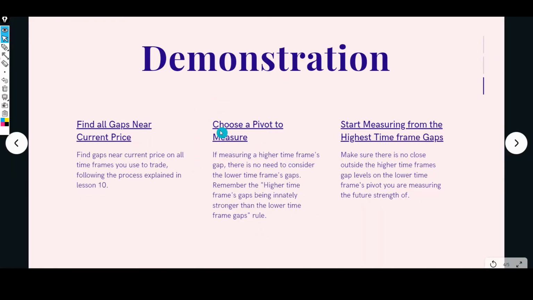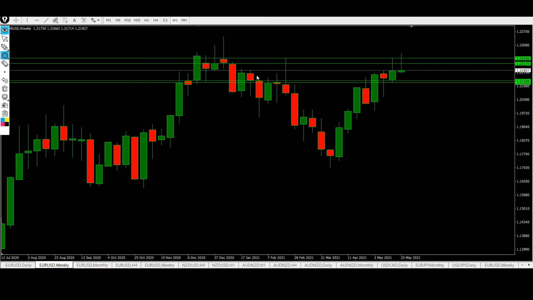Okay, number 2, choose a pivot to measure. All right, if measuring a higher time frame's gap, there's no need to consider the lower time frame's gaps. Remember, the higher time frame's gaps are innately stronger than the lower time frame's gaps rule. Okay. All right, so for this demonstration, we're going to measure the future short strength just using gaps of this weekly pivot right here. Now, since we're measuring a weekly pivot, we do not need to consider the lower time frame's gap levels. However, we also have to consider the monthly chart's gaps.